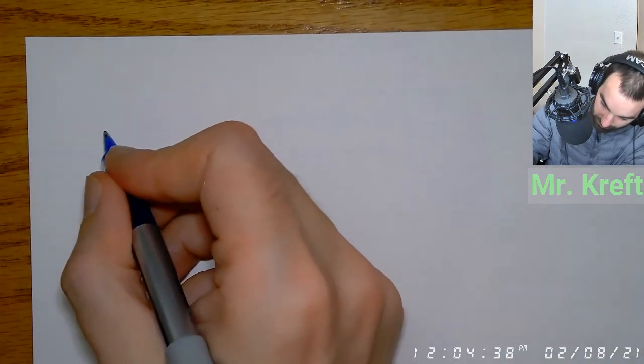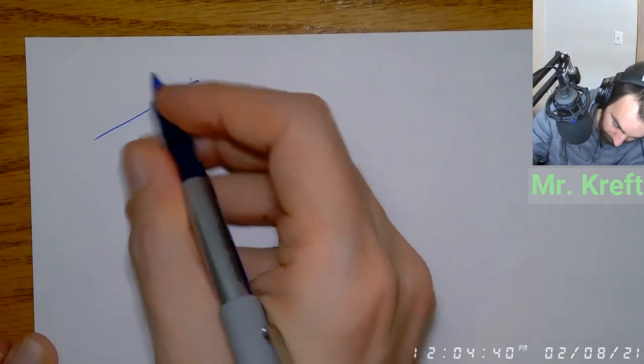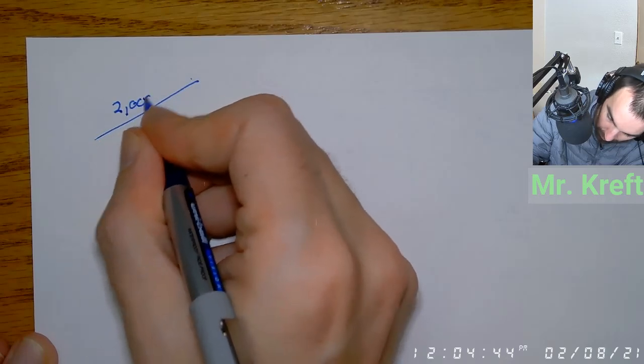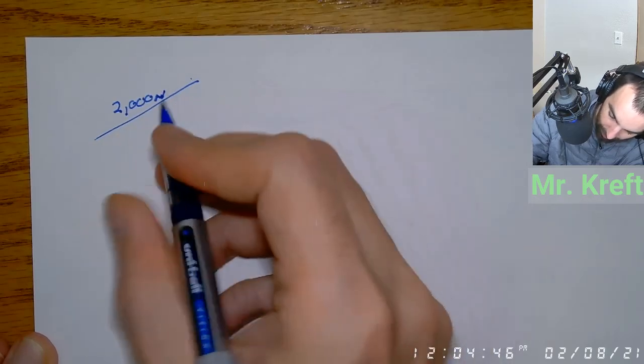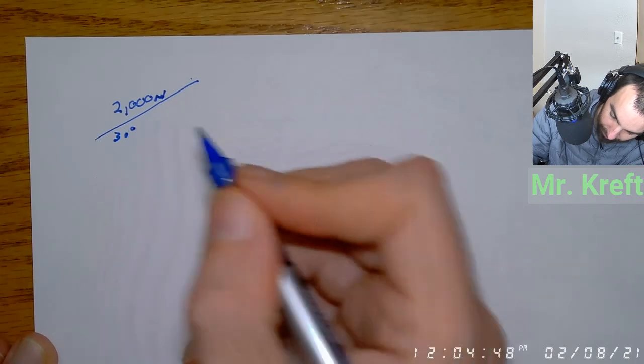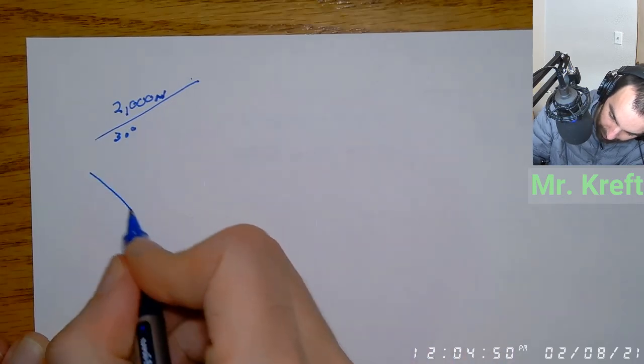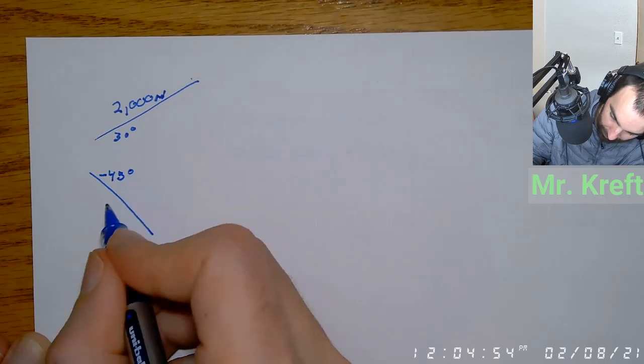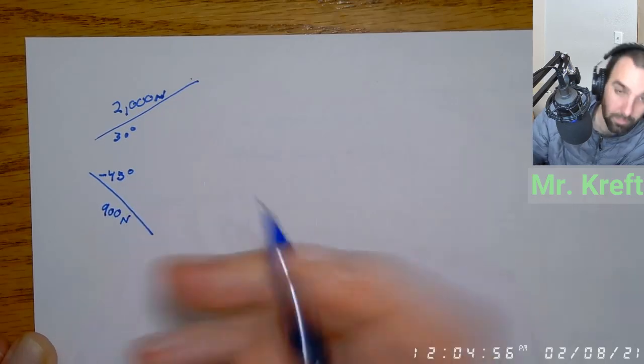So we have this component going up at 2,000 newtons, and it's at 30 degrees. And then I have this force going down at negative 45 degrees at 900 newtons.